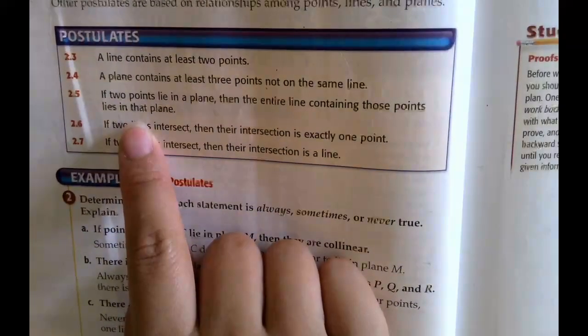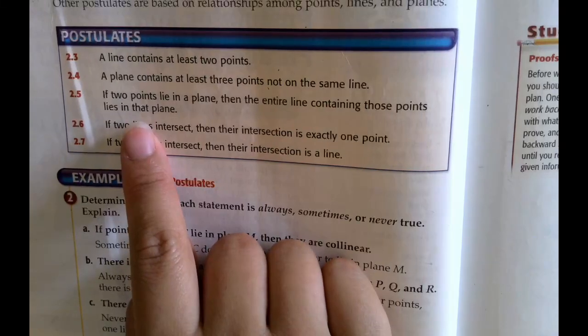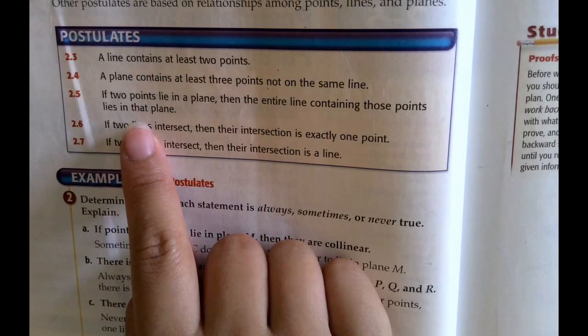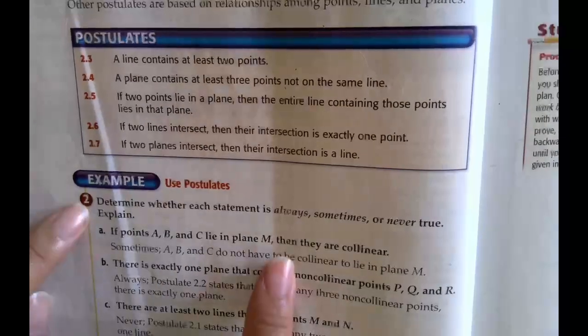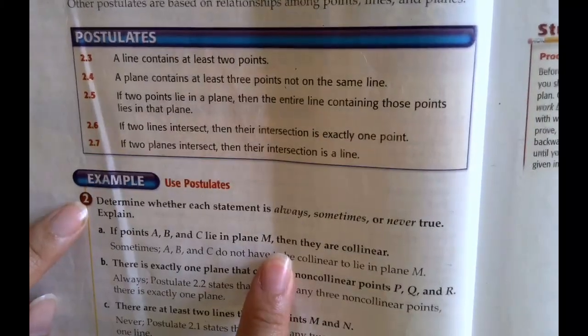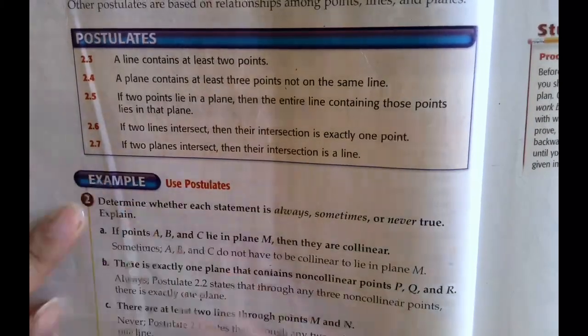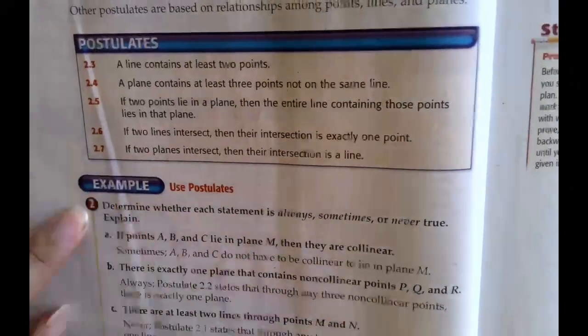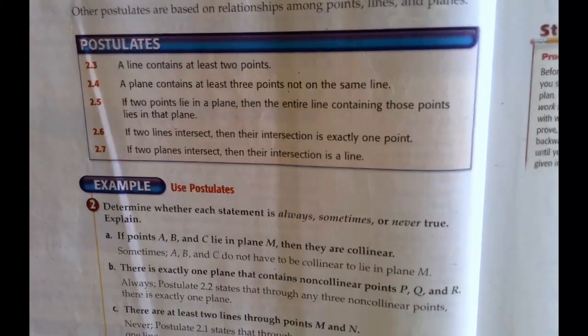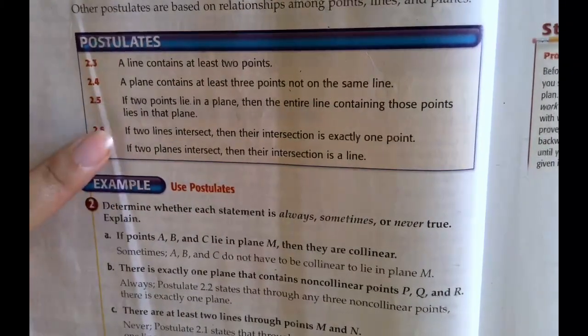If 2 points lie in a plane, then the entire line containing those points lies in that plane. Okay, so if we have 2 points on a plane, or on a surface, the line that has those 2 points is going to be on that plane. Basically, that's what this third one means.